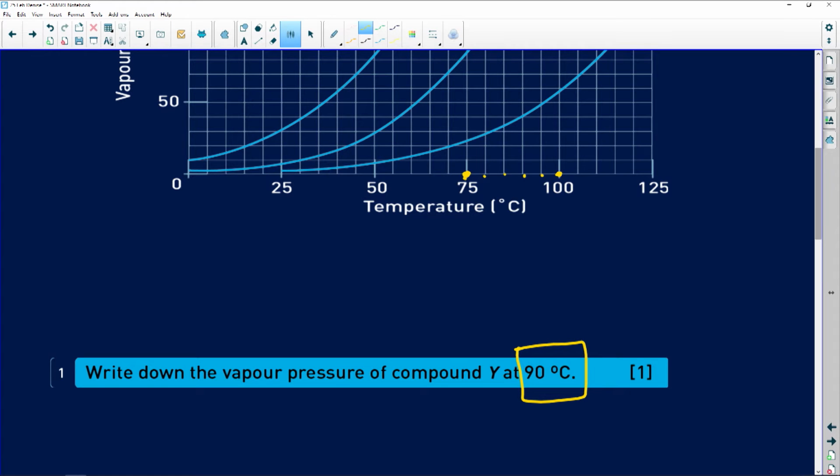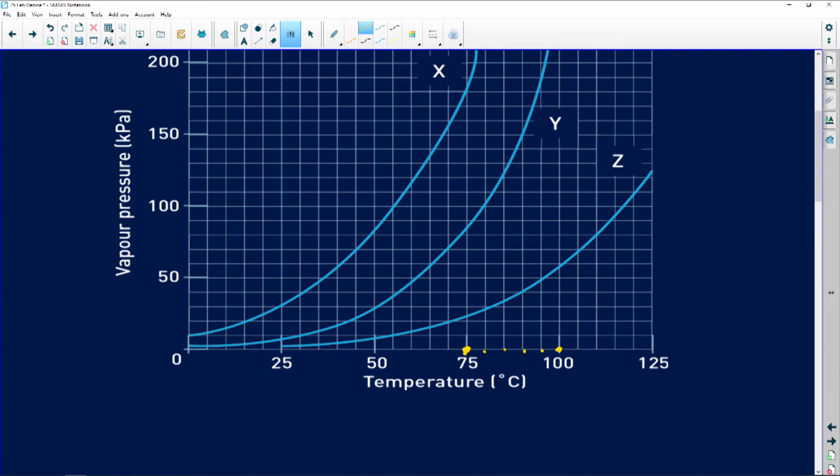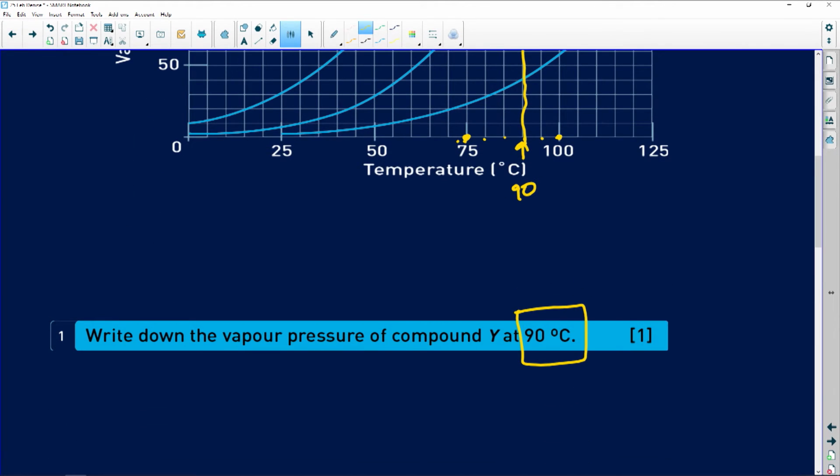So now we go to the 90. We've identified that 90 is going to be sitting at about that point over there. So 75, 80, 85, 90. Now you trace the graph all the way up until we hit Y, and there's graph Y, and now we use a ruler or we estimate it like that. I can see this graph is going to read off at 150 kilopascals. Vapor pressure is measured in kilopascal. Don't forget to use the unit as well. So we have read off 150 kilopascals. You just have to read off the graph.